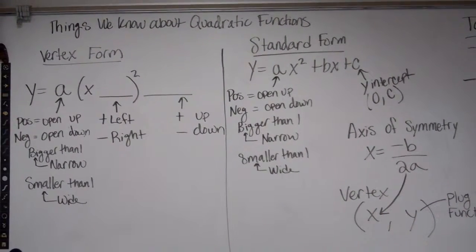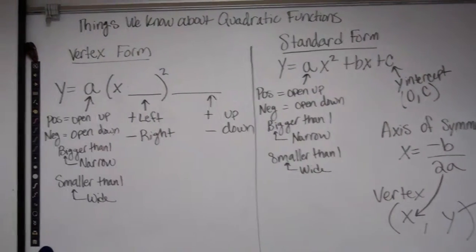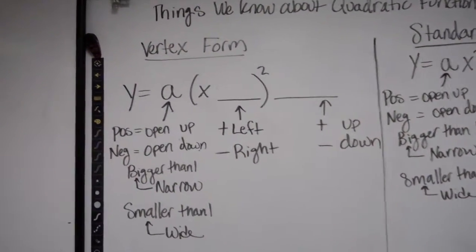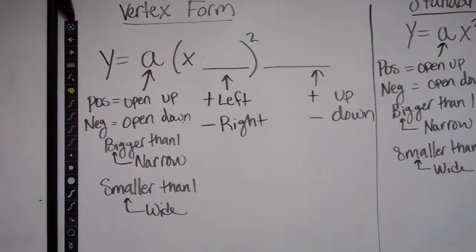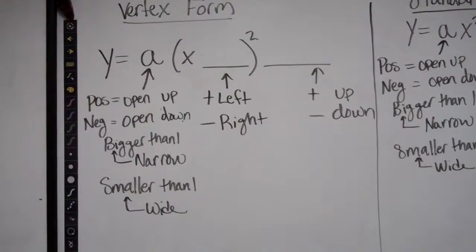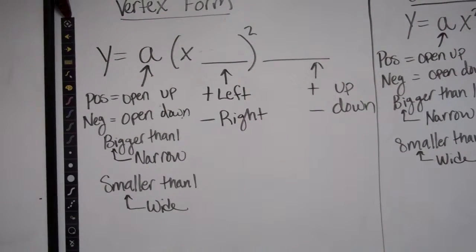So first of all, we've talked about vertex form. That's what we did at the very beginning of the chapter. Vertex form is when you have a times parentheses x plus or minus a number and then quantity squared and then plus or minus another constant.